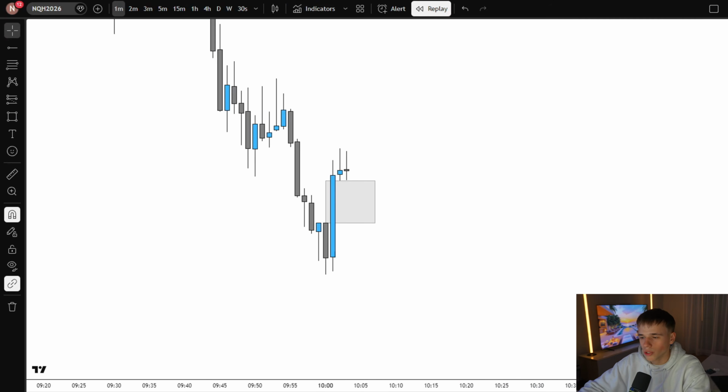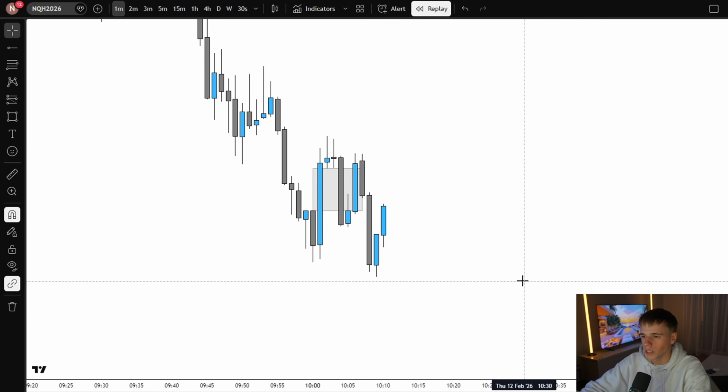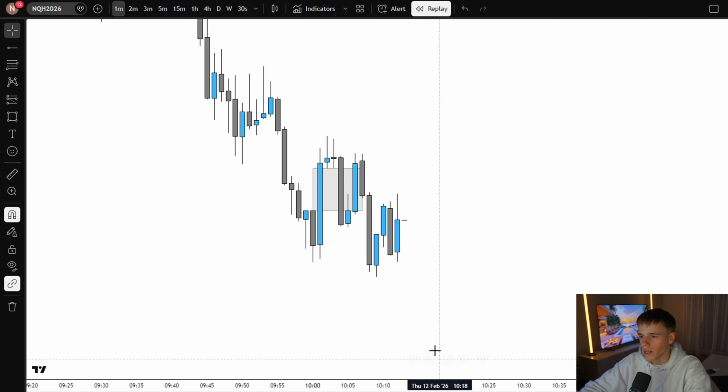So what do we do? We don't enter this setup, and what happened? This setup just straight failed, and we would have lost money because it just went to the upside after inversion. You can see right here. Then what do we have? Longs, of course. We do not want to look for longs because longs are actually going to fail.